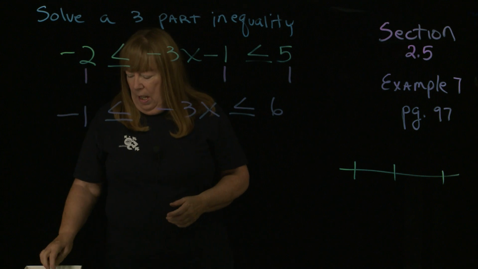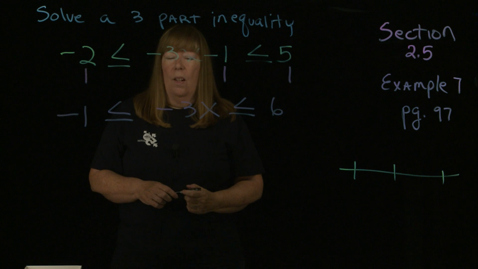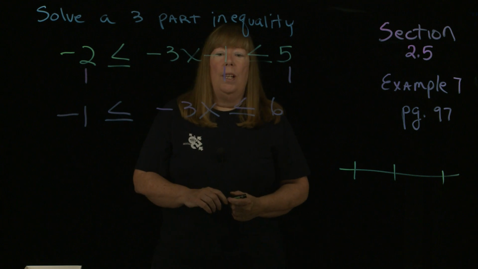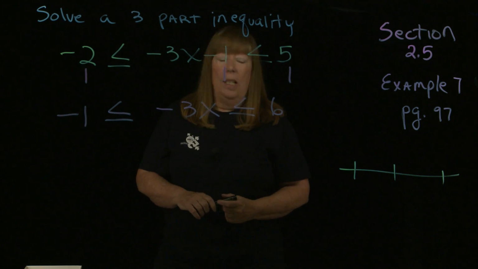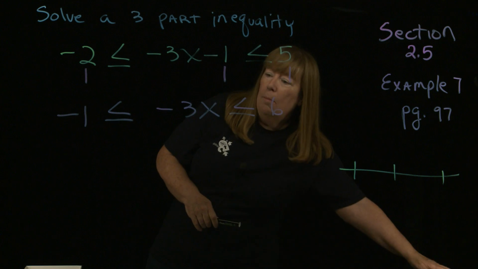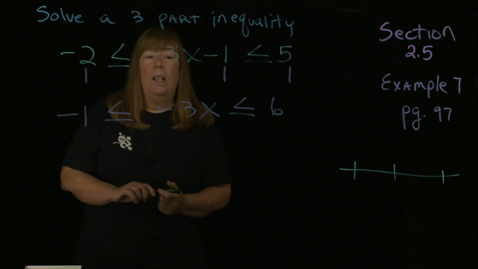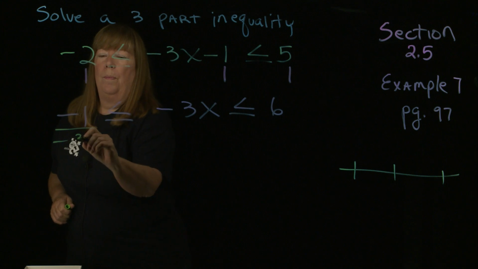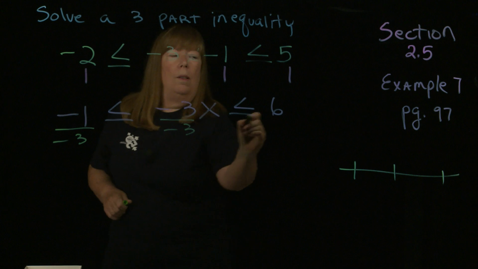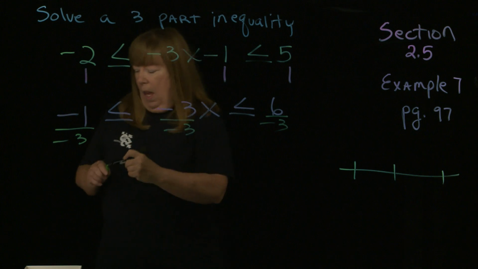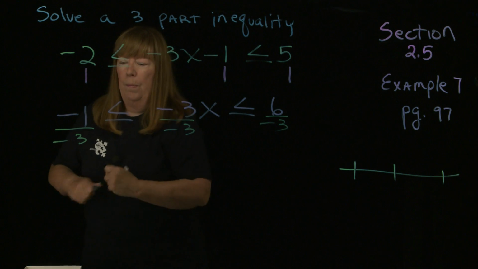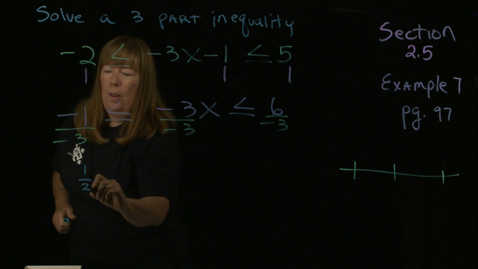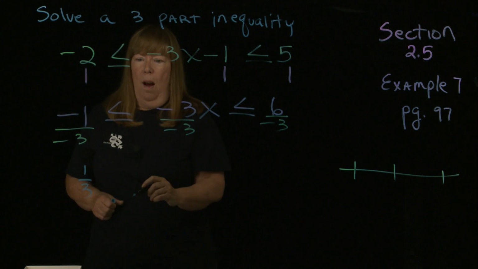Okay. The x is still not by itself in the middle. So what are we going to have to do to get it by itself? There's a -3 that is multiplying it. So let's divide all three sides by -3. And we're going to end up with +1/3, because negative divided by negative is positive.